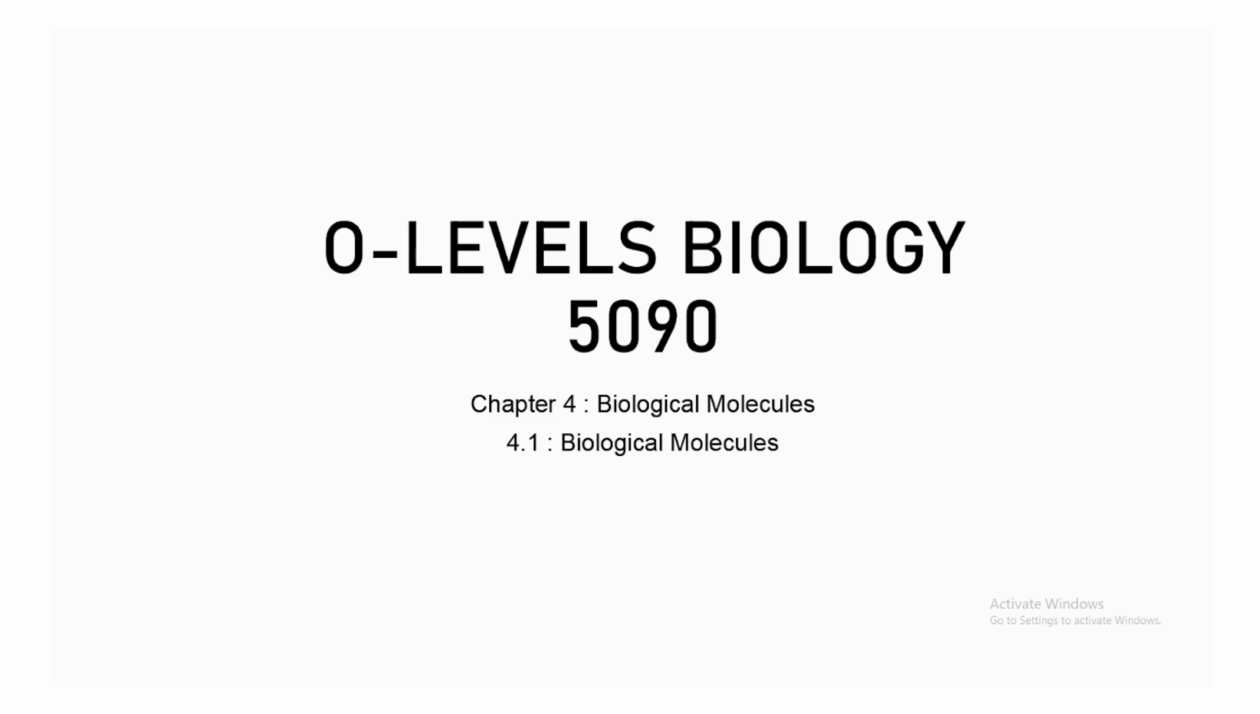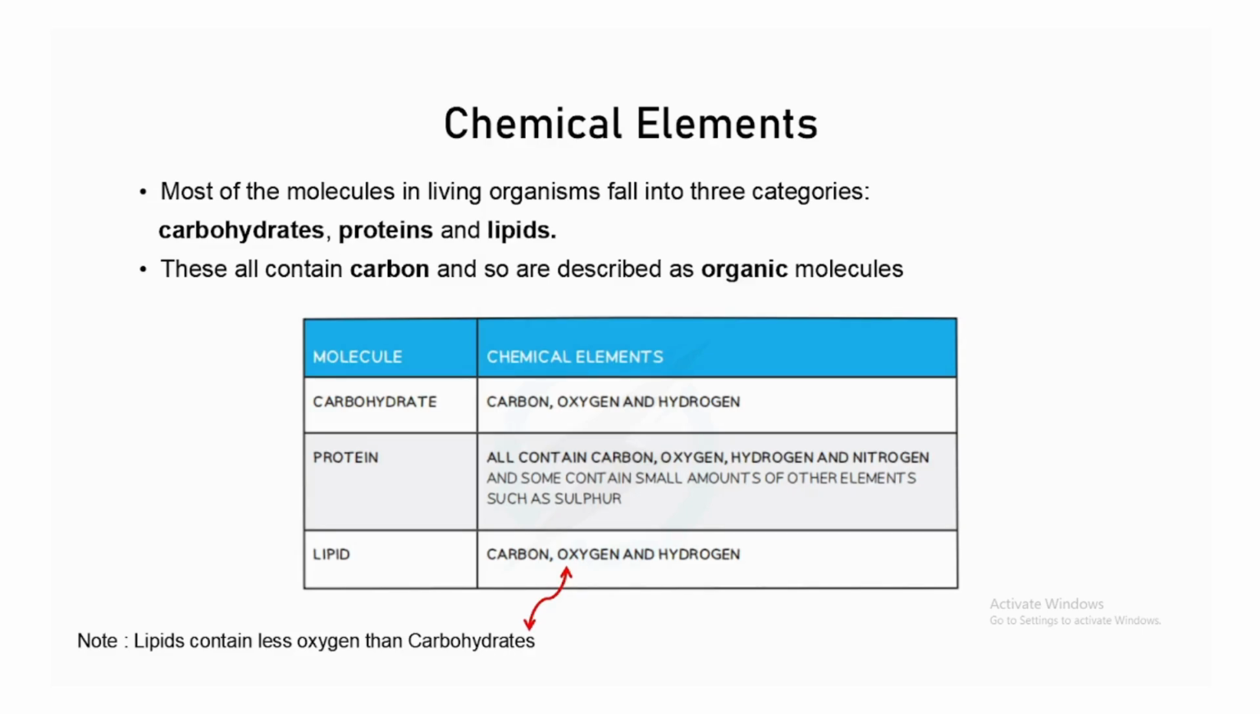It's O-Levels Biology 5090 lesson, Chapter 4, Biological Molecules. Chemical elements. Most of the molecules in living organisms fall into three categories: carbohydrates, proteins, and lipids. These all contain carbon and so are described as organic molecules. Carbohydrate molecules contain the chemical elements carbon, oxygen, and hydrogen.